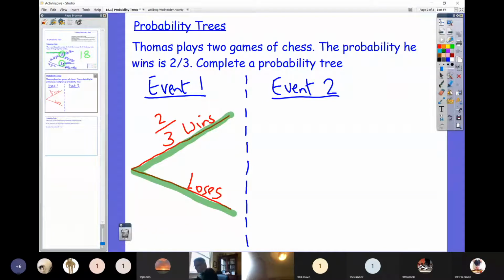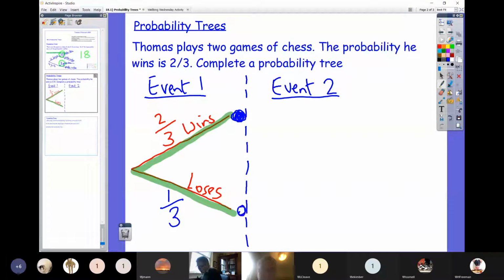So because the chance that Thomas wins is 2/3, the chances of him losing must be 1/3, because the 2 together add up to a whole. Now, it could be in fractions, it could be in decimals, so you just carry on doing it however they do it. So if the probability of winning had been 0.8, then losing would have to be 0.2, because they add up to a whole. Now, that's what happened in the morning. Now, in the afternoon, Thomas goes off and plays another game of chess.